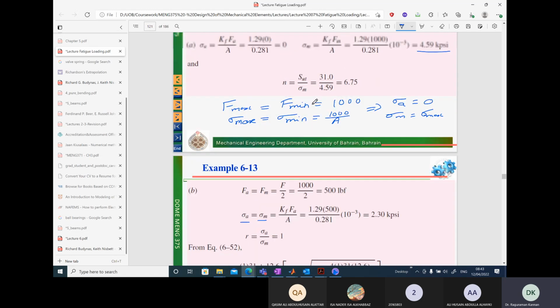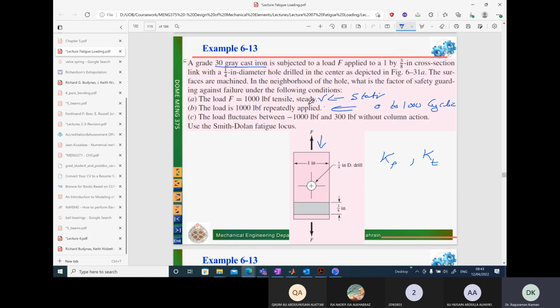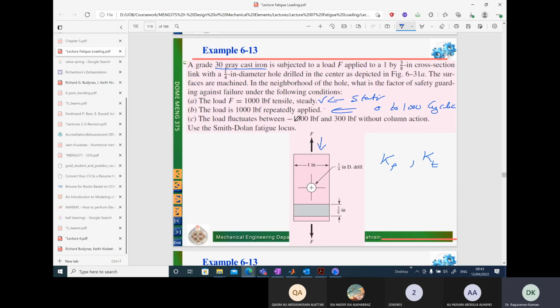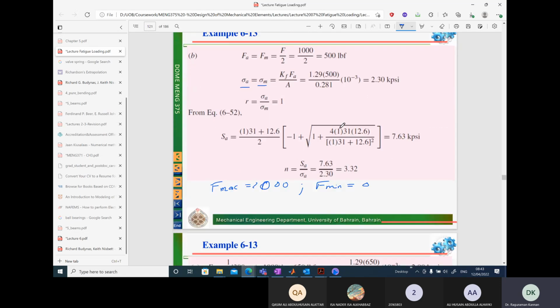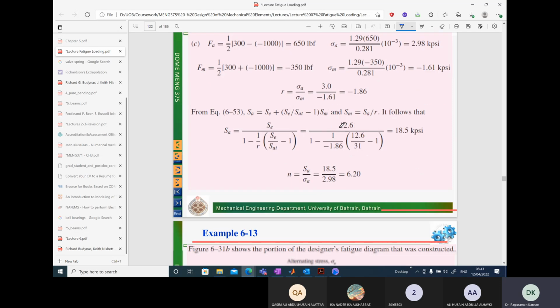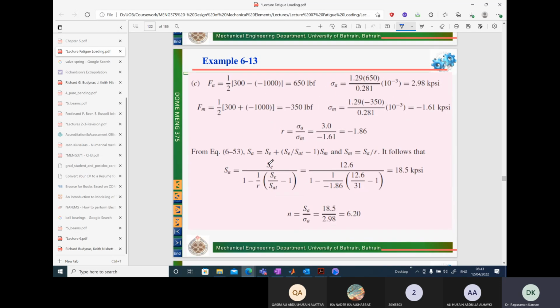Very simple case. Third case fluctuates between -1,000 to 300. So let's go to part C.